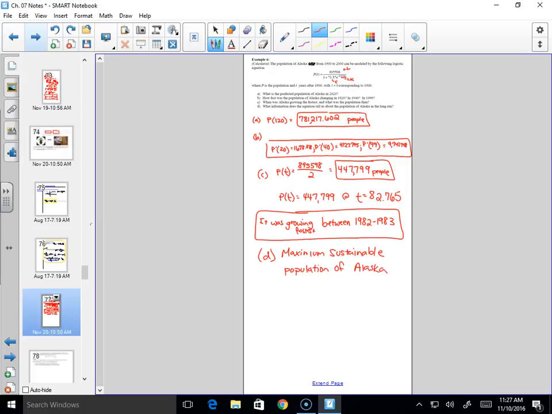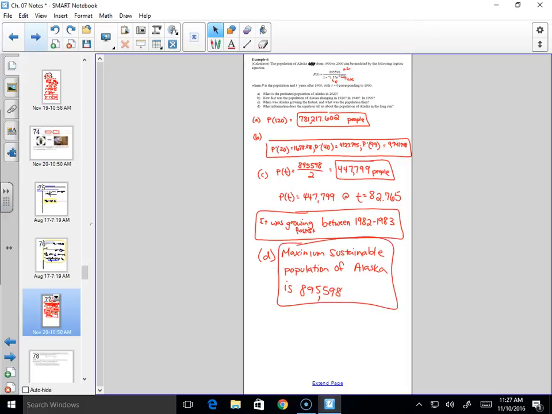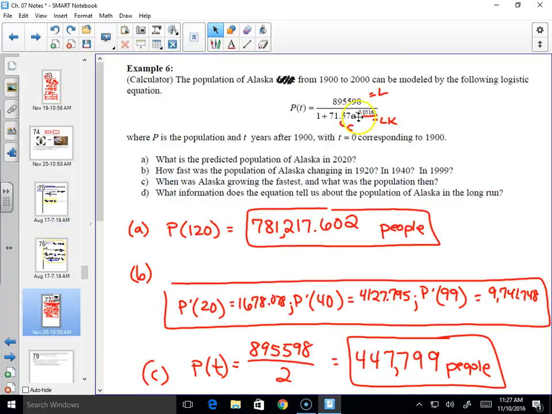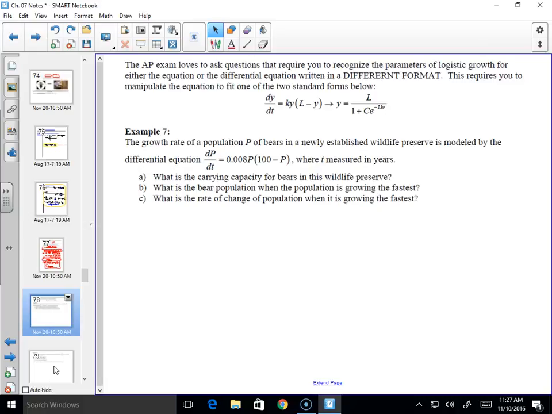The maximum sustainable population of Alaska is seemingly 8,955. Is that 9? 8? You guys can see it better than me. AKA the limit as x goes to infinity is L. How much harder would this have been if we'd actually had to do all the math to solve for it? So what do we need to do? We need to see a problem and recognize logistic, L over (1 minus lift). Does that make sense? Cool.